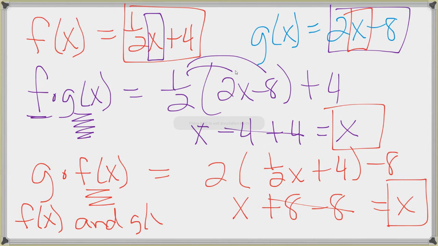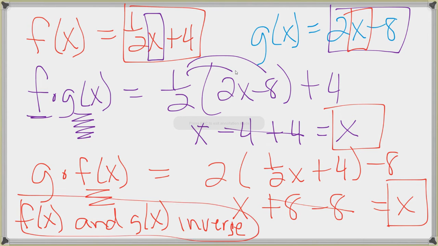So when we plug g into f, everything canceled but x. When we plug f into g, everything canceled but x. That means that f of x and g of x are inverse functions. If not everything cancels out except the x in either one of those, then they're not inverse functions. Every time, if they are inverse functions, everything will cancel but the x.